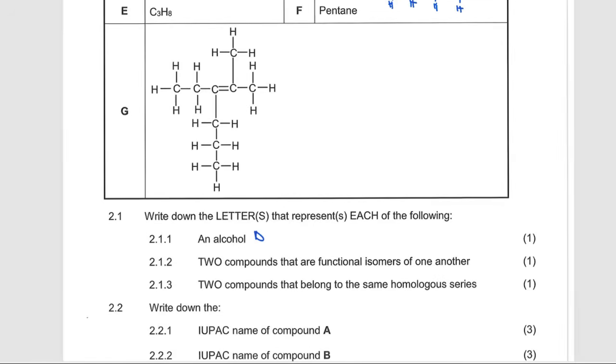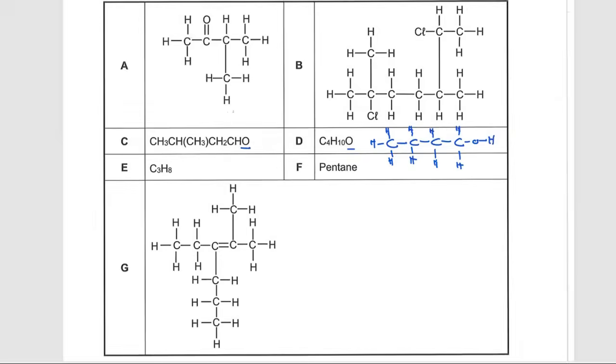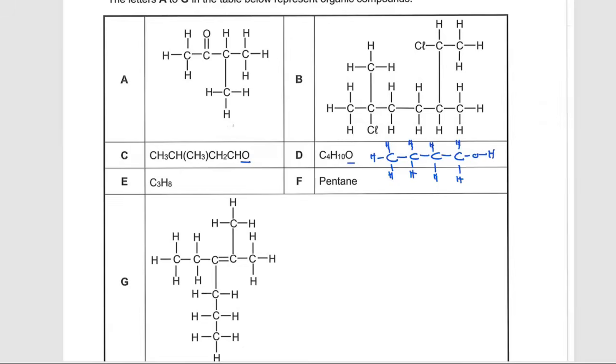So moving on to 2.1.2, it says two compounds that are functional isomers of one another. So now, same molecular formula but different functional group. If you look there, what do we have in terms of this? We have C3H8 and also our pentane there. So if we compare these, what are we going to get there?